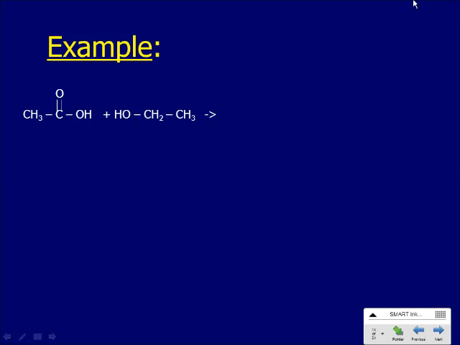So let's do a couple of examples here. And we're actually going to learn a little bit about the naming of esters at this point at the same time. We can actually cover the two things at the same time. So I need the names of my starting molecules here. What is this stuff called? Ethanoic acid. Ethanoic acid. Ethanol, right? So we're going to take an ethanoic acid and stick it together with an ethanol.